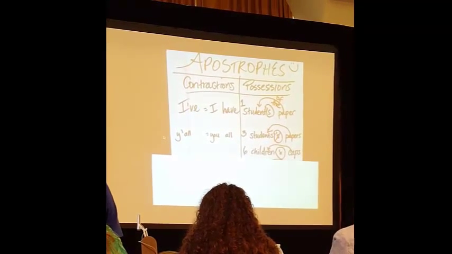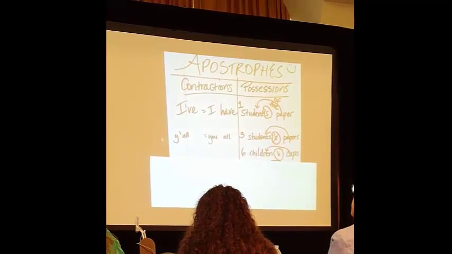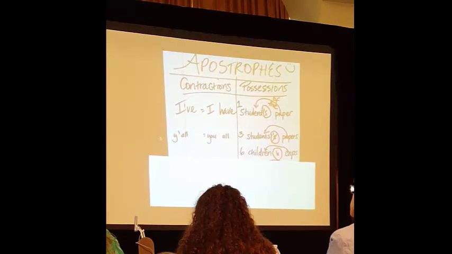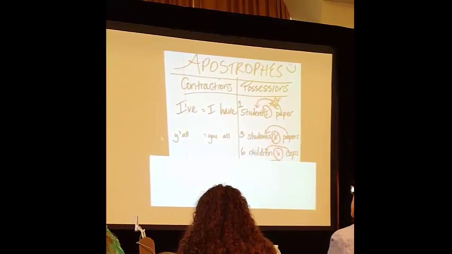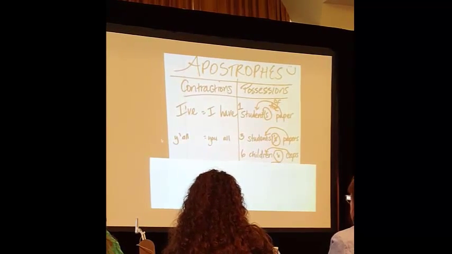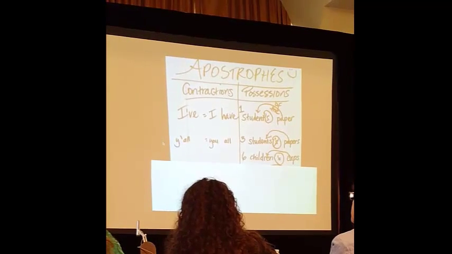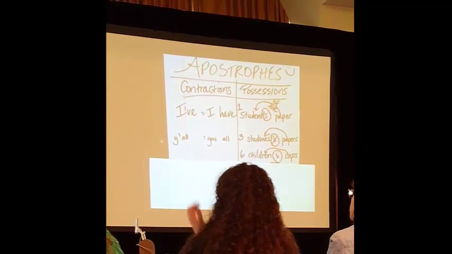Always. Now, there are 2 reasons kids use apostrophes that they shouldn't use them, and to teach them not to do it is just as important as to teach them when to do it correctly. So what are the 2 reasons that they use apostrophes that they shouldn't? Plurals. I see 3 dogs. D-O-G apostrophe S. No, that hurts us.